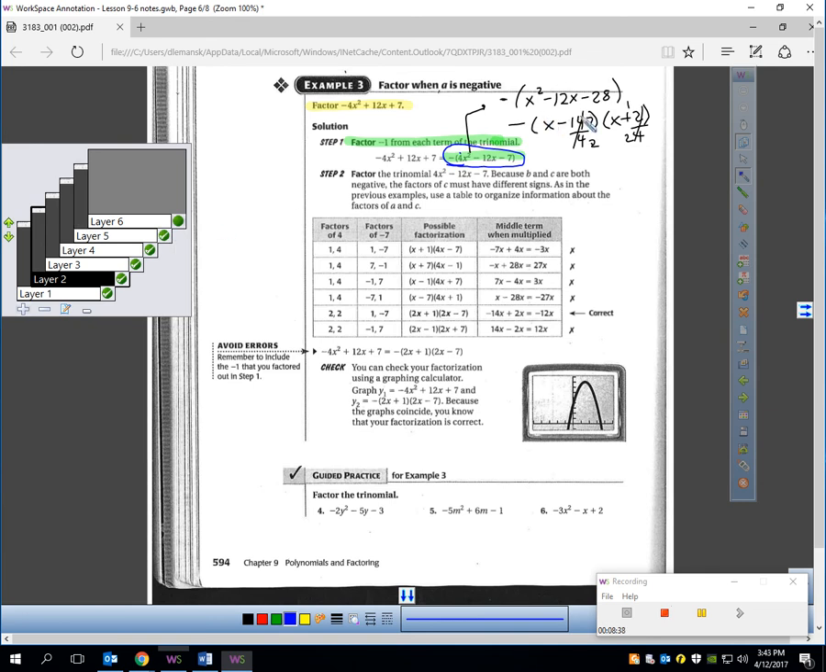14 over 4 is 7 halves, and 2 over 4 is a half. Go ahead, take the 2 in each case and tuck it in front. There's your answer. You'd have a negative, and then 2x minus 7, 2x plus 1, which is exactly what the book has. I just wrote mine in a reverse order. Okay, I have the 2x minus 7 in front and the 2x plus 1 after. But it's the same answer. So this method works great. It makes it a lot easier. It's a more direct method than you just randomly guessing and trial and erroring throughout the whole problem. Okay?